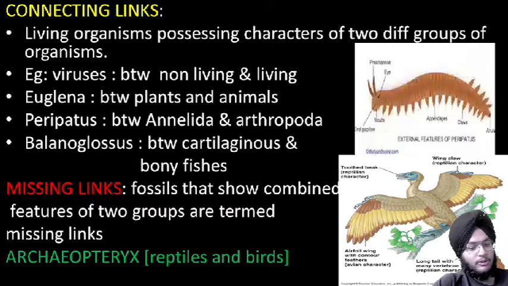Archaeopteryx is a link between reptiles and birds. So this is Archaeopteryx. It has a toothed beak, which is a reptilian character. Winged claw, which is also again a reptilian character. Airfoil wing with contour feathers is a bird character. Long tail with many vertebrae is again a reptilian character. So it has the features of both the reptile and the bird group.